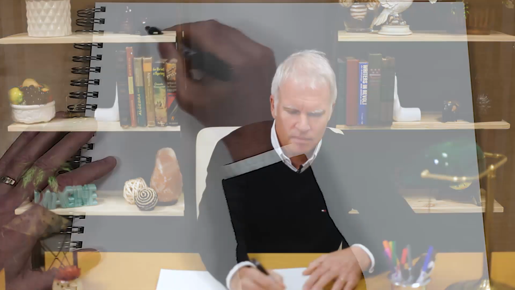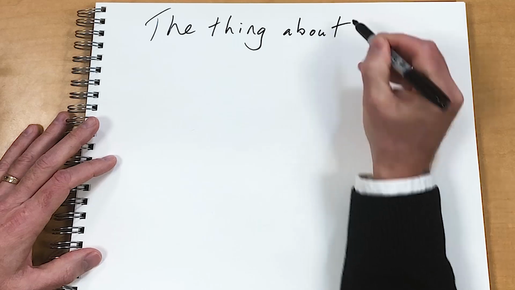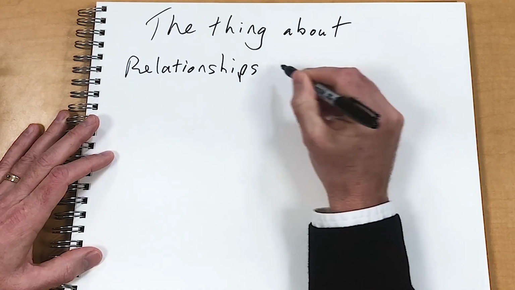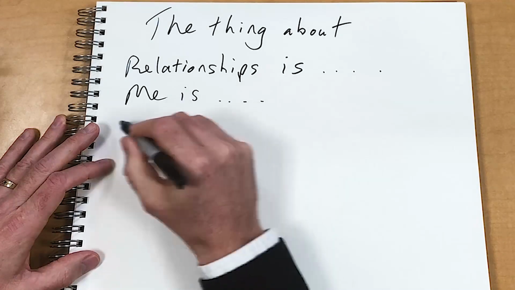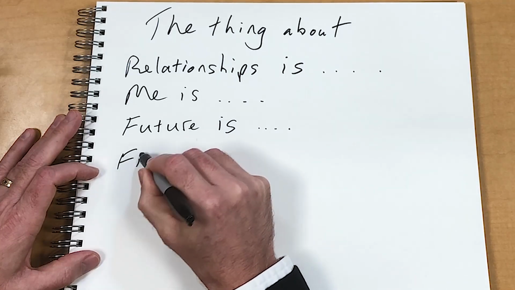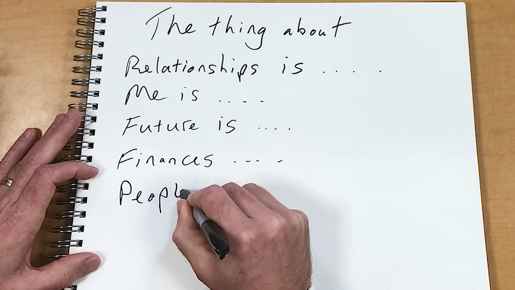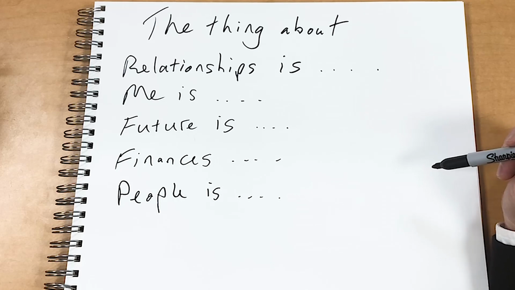So I'd like to help you begin to discover what your schemas are. So here are some things that you could write on. The thing about relationships is... The thing about me is... The thing about the future is... The thing about finances is... The thing about people is... And just journal on these things, and you'll probably see your schema identified.